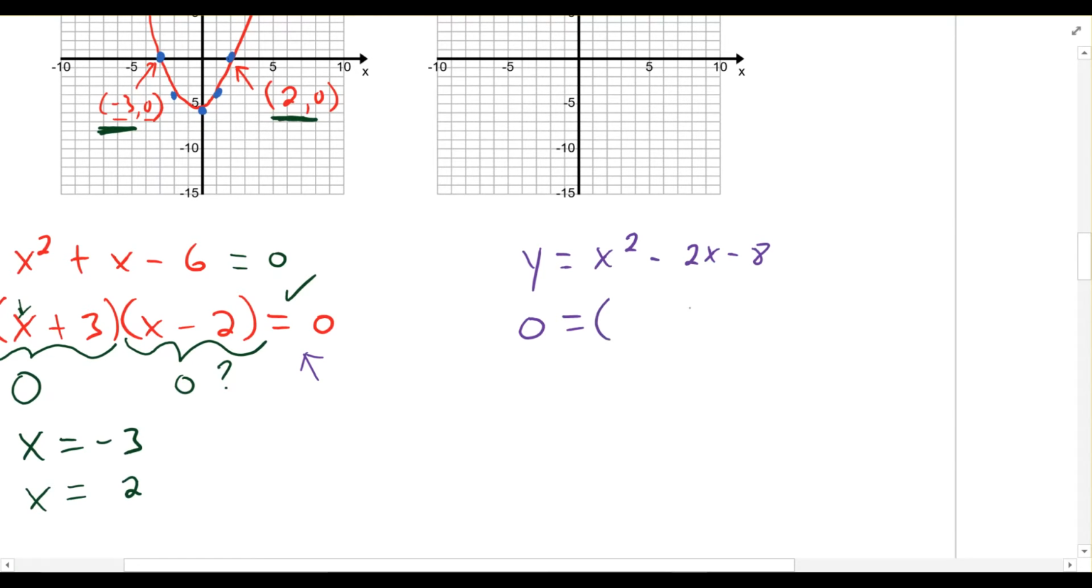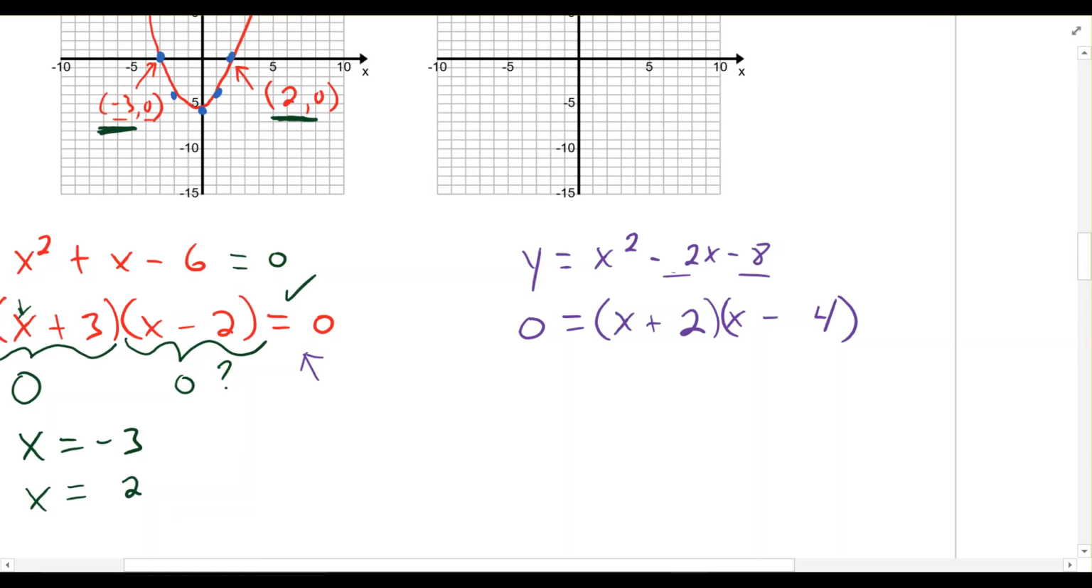So let's factor this by going bracket, bracket. Needs to multiply to 8, needs to add to 2. So what about 4 and 2? So it needs to be negative 4 and positive 2. And I forgot the x's.